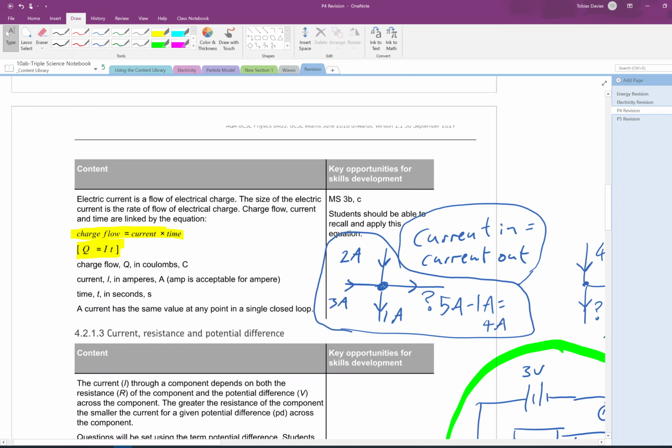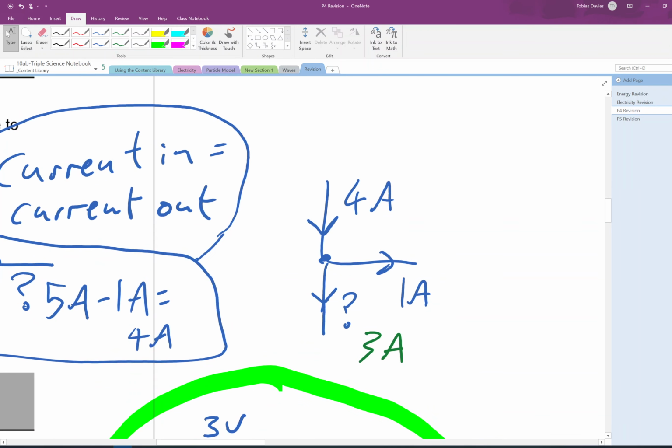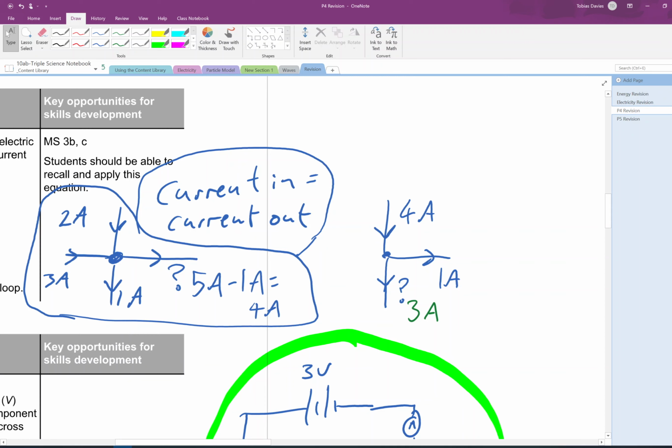So the idea of current in equals current out is quite useful, and you can apply it to a parallel circuit where you might have 4 amps in, 1 amp going down one branch of a circuit, and then you say, well, what's the other one? So as I've just rubbed it out, it's 3 amps. 4 amps in, 4 amps out. It doesn't have to be split evenly, and in a lot of parallel circuits it won't necessarily be split evenly.